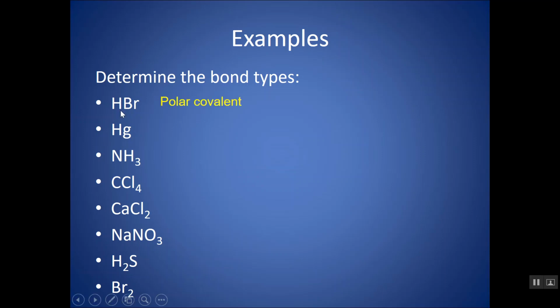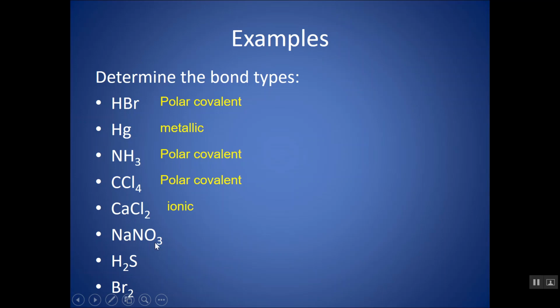HBr, two nonmetals that are different, polar covalent, therefore. Hg, you might be like, hey, I don't remember this. It's a metal. I could assume there's more than one metal atom present. What type of bond is present between metals? That is a metallic bond for review. NH3, two different nonmetals, polar covalent. CCl, two different nonmetals with different electronegativities, polar covalent. Ca is a metal, Cl is a nonmetal, that's ionic.